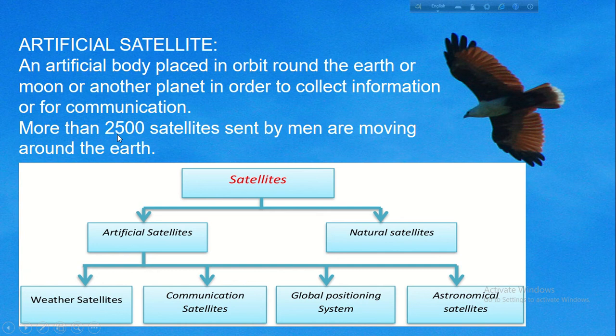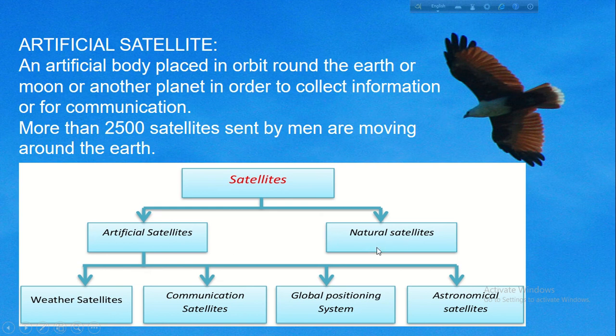So now about the artificial satellite. Beforehand I told you that it is an artificial body placed in orbit round the earth or moon or another planet in order to collect information or for communication. More than 2500 satellites sent by men are moving around the earth. So satellites are of two types, artificial satellite and natural satellite.